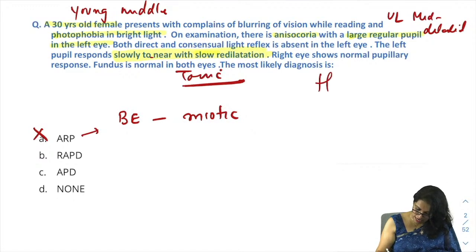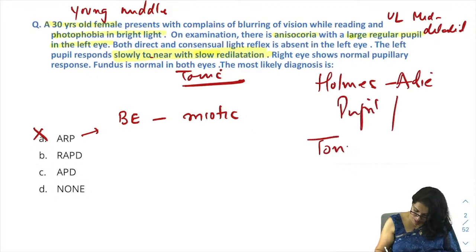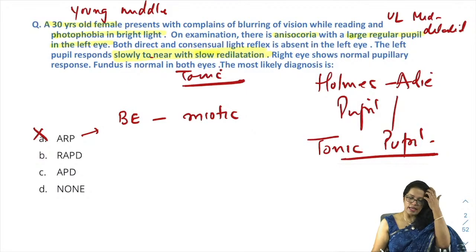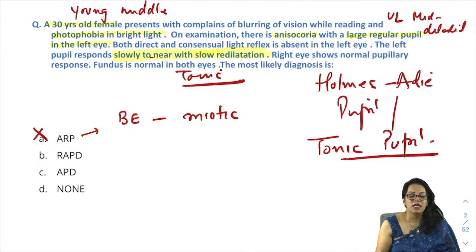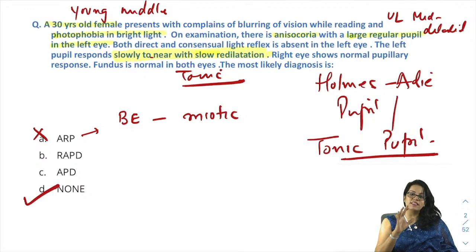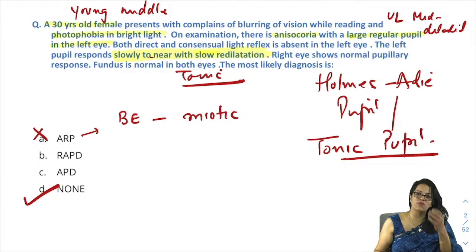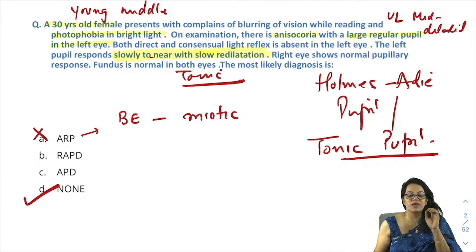This is Holmes-Adie, guys. You have to revise properly. It is Holmes-Adie pupil. This is what is called tonic pupil. Holmes-Adie is more common in middle-aged females. So what will our answer be here? None. Sometimes the answer can be none of the above, right? So we can have this answer as well. So here our answer will be none of the above.